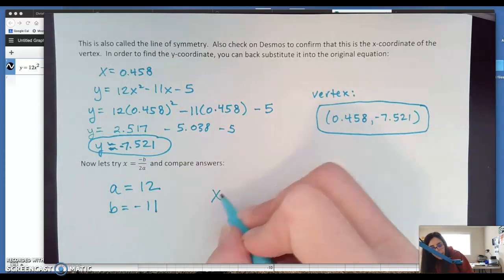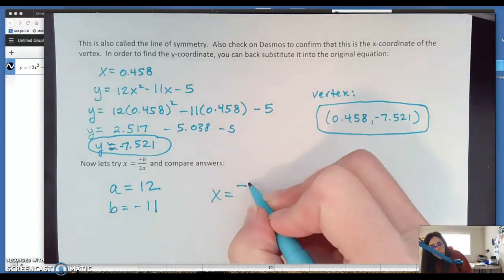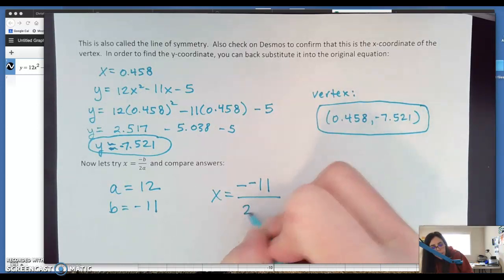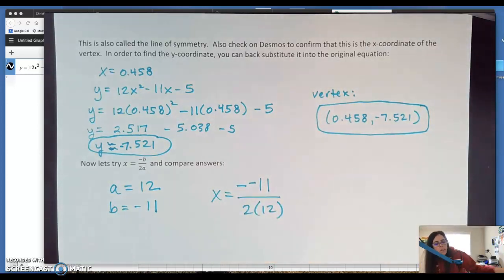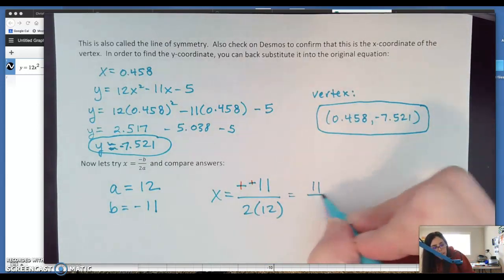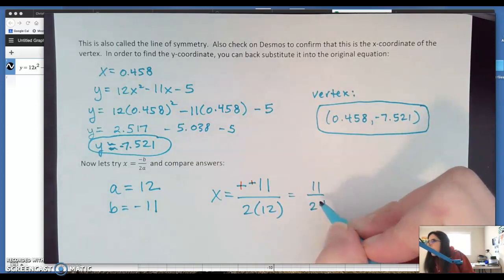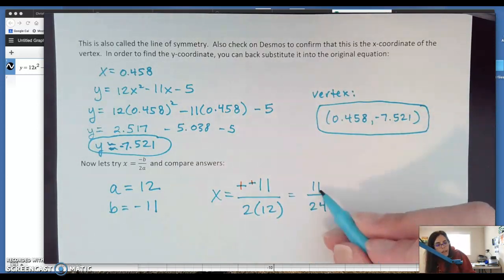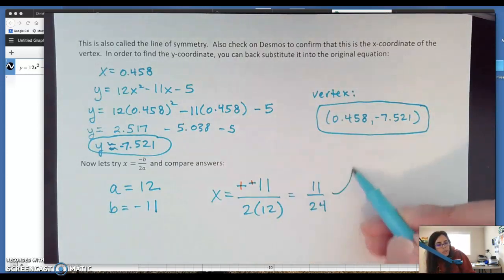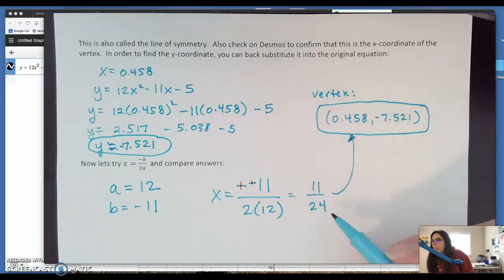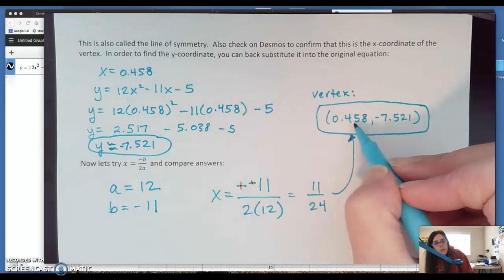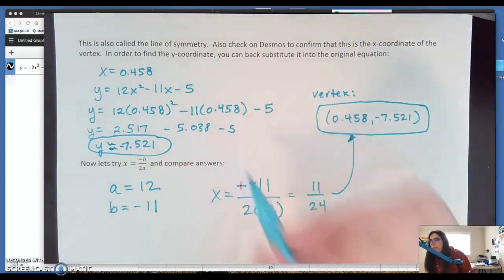So you would go x equals negative b, so negative 11, over 2 times a. Those would cancel out to a positive, so I would get 11 over 24. And 11/24, it's really close to 1/2, but we were saying that it was 0.458. So that would have been a little bit faster in terms of coming up with the x-coordinate, and then you would just back substitute to find the y.